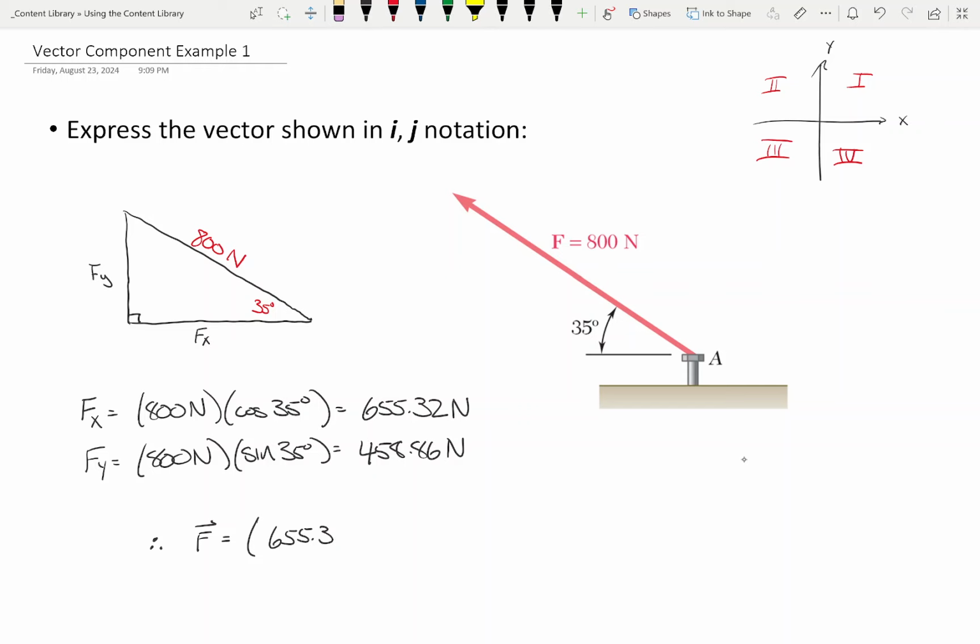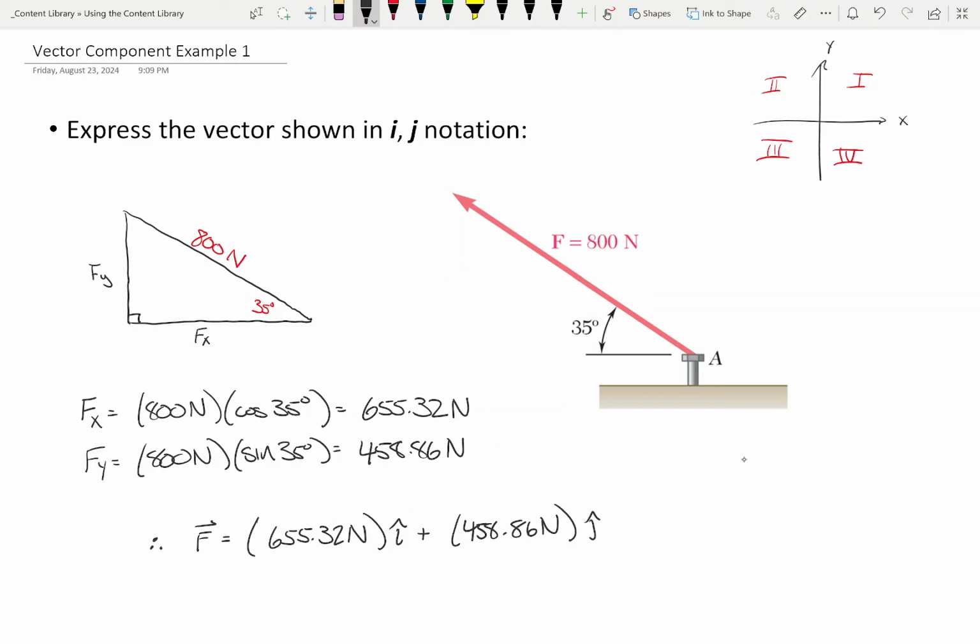Hold on, let me finish writing it. Is that the answer right there? No, it's not. Why? Because it's going in the negative x direction. This is negative. That's exactly right.